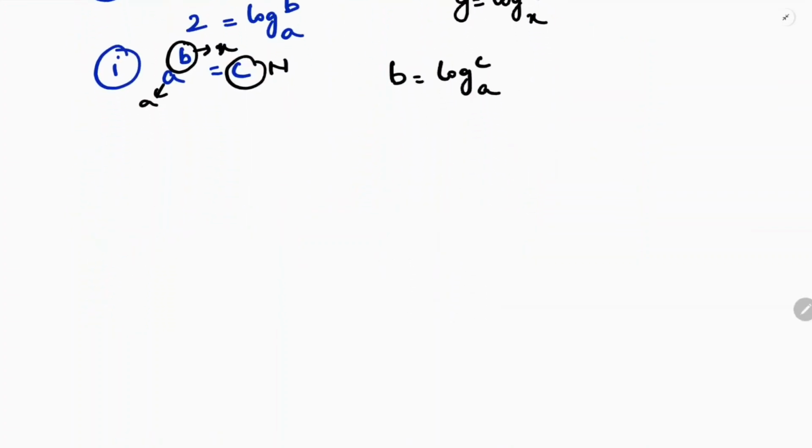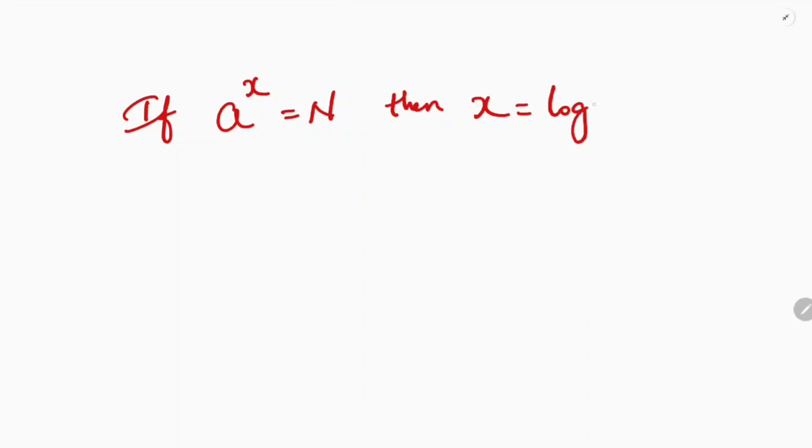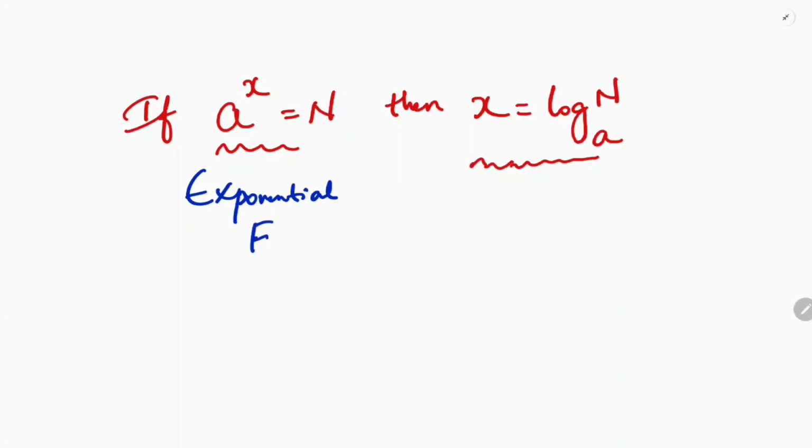The definition is here: if a power x equals n, then x equals log n to the base a. This is exponential form and this is logarithmic form. So if you want to write exponential form to logarithmic form, we need to use the definition, and from logarithmic form to exponential form also we need to use the definition.